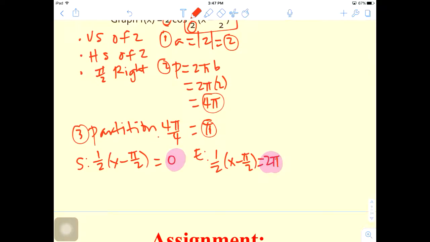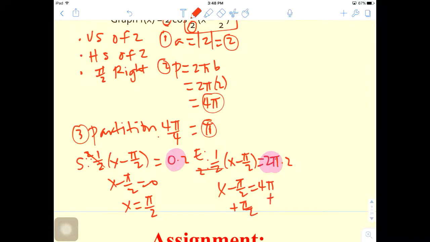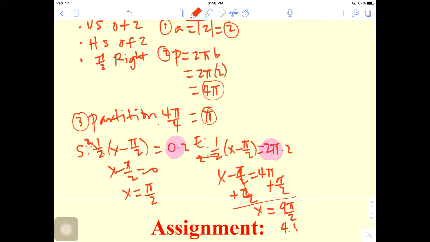So solving by multiplying by 2, x minus pi over 2 equal to 0, adding pi over 2, so I have pi over 2. Times 2 here is going to give me 4 pi on the right hand side, and then I'm going to add pi over 2. So I have x is equal to 4.5 pi, and that is basically 9 pi over 2, or 4.5 pi, if it helps you easier. This is like 0.5 pi. So the new beginning is going to be at 1/2 pi and ends at 4.5 pi.